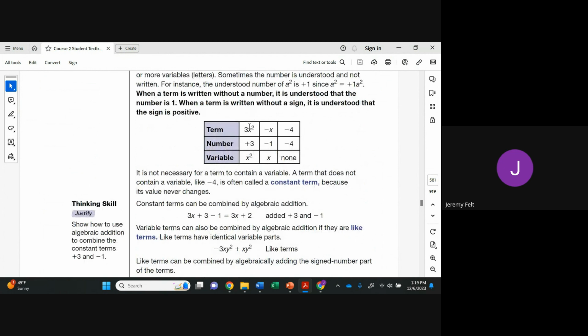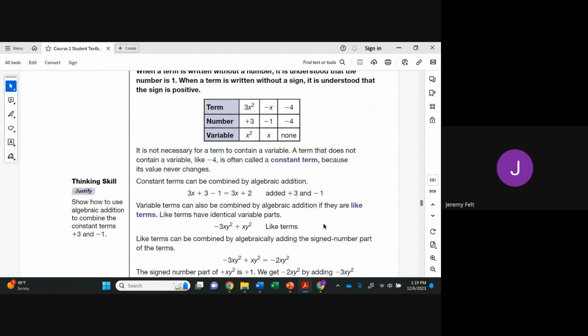So the term, okay, the number, and the variable. Okay, there is no variable with this. The variable is x. Variable here is x squared, and then constant, as we said, that is just a number at the end.